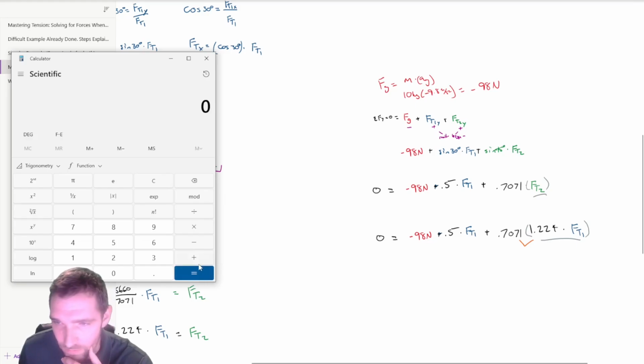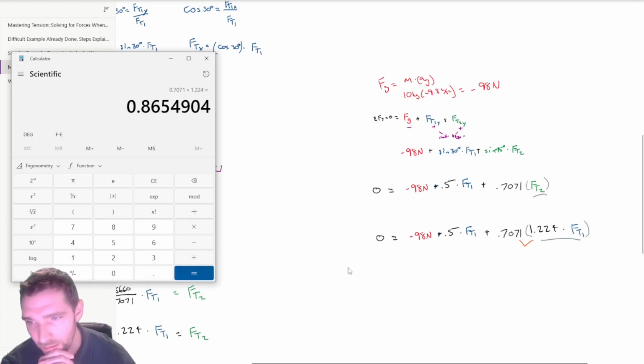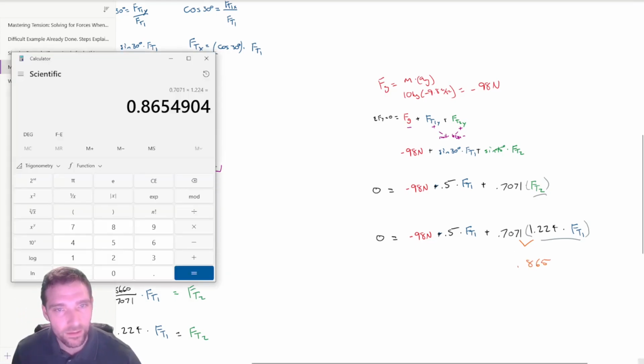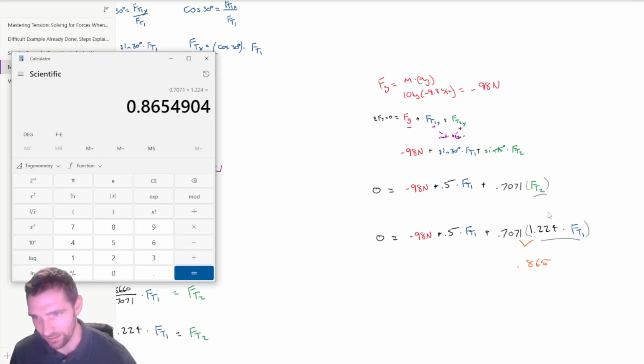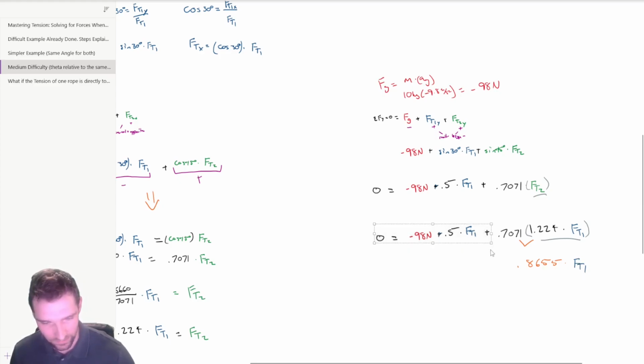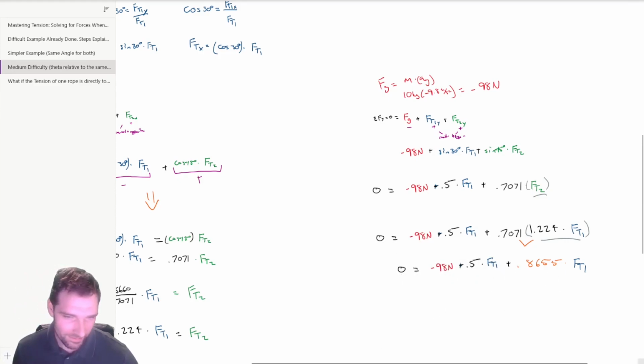Let's just make sure that I did that correctly. 0.7071 times 1.224. I think it did come out, yeah. Okay. So we've got 0.865, it's really 5 there if we round it to 4 sig figs, times this ft1. And we've got like terms with the two ft1s, so we should be able to combine those two like terms. So we've got 0.5 and 0.8655.